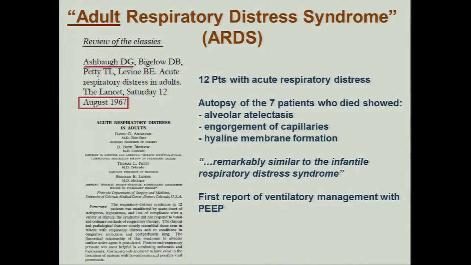And when he looked at the autopsies of these 12 patients, he found consistently that the lungs of these patients all showed alveolar atelectasis, engorged capillaries, and hyaline membranes. And as he describes these lungs, he wrote that they look remarkably similar to what even by then was already known as the infantile respiratory distress syndrome. That report in 1967 was also the first report of ventilatory management using PEEP.